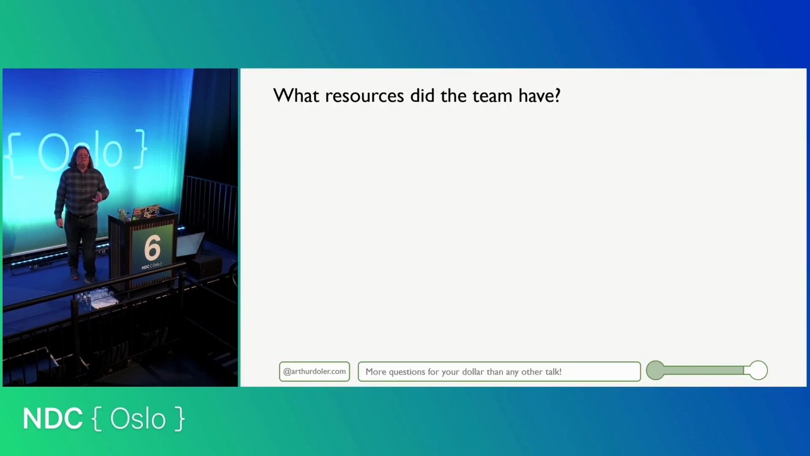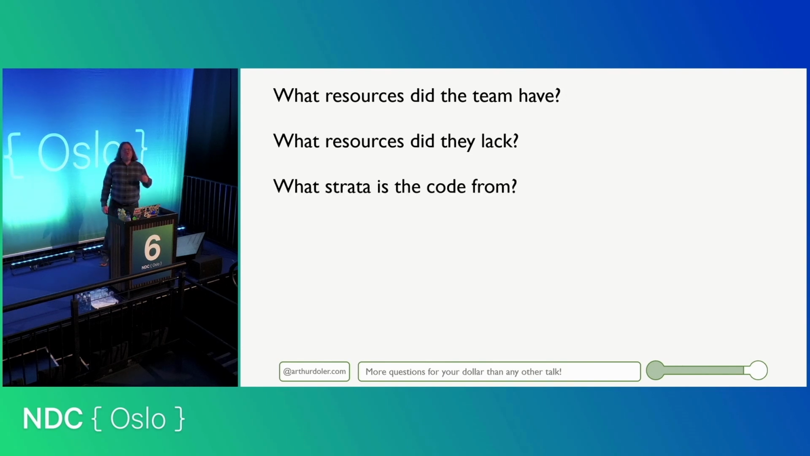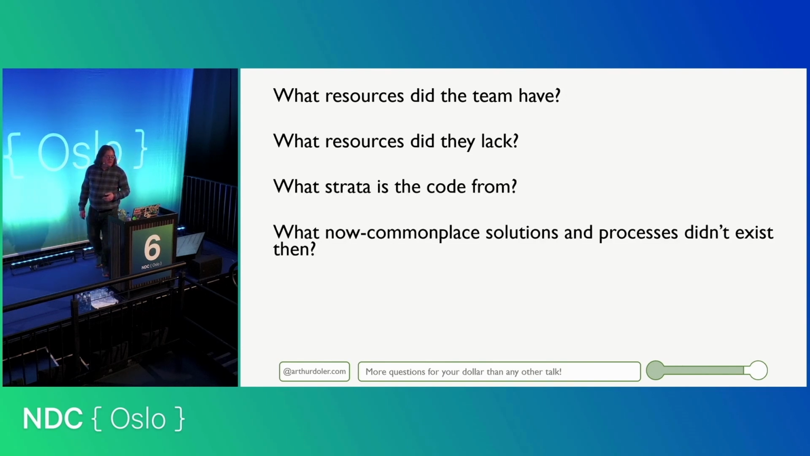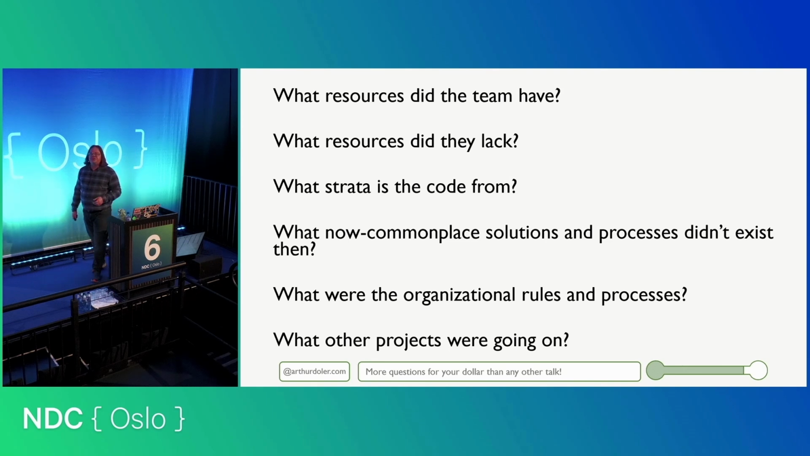What resources did the team have? What resources did they lack? What strata is that code from? What now commonplace solutions and processes just did not even exist at that point in time? What were the organizational rules and processes? And what other projects were going on? Because those things can suck energy away from other projects.